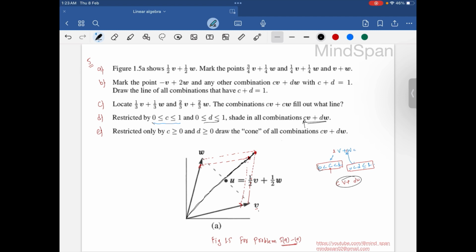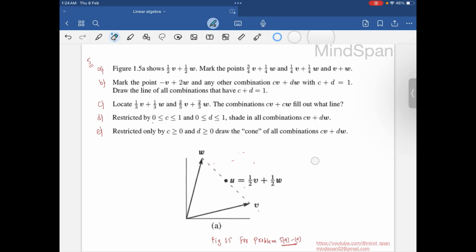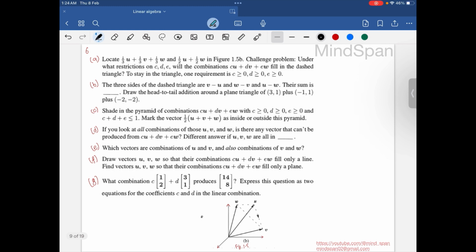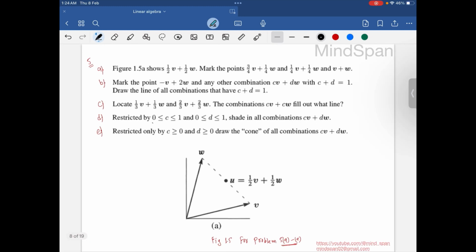I'm going to skip this question now, right? And you should try this one, because ultimately you will have to see the picture of this linear combination. So try this question, and even if you have difficulty, let me know. I will make a separate video for all these questions, so you can try question number 5 and 6. Then you will have a good visualization of this linear combination.